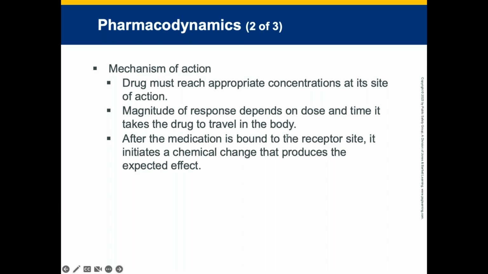Medications may also bind to a receptor site. They could change the physical properties of the cell, chemically combine with other chemicals that are there, or alter a normal metabolic pathway. So after medication is bound to the receptor site, it initiates a chemical change that produces an expected effect. Give me an example of a medication.